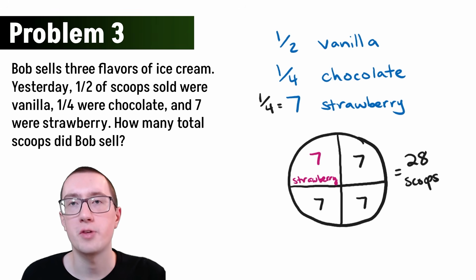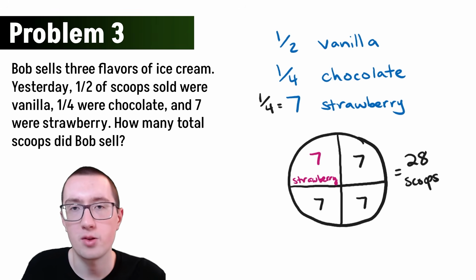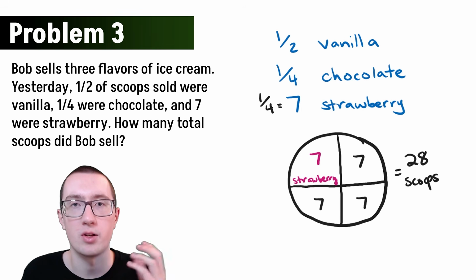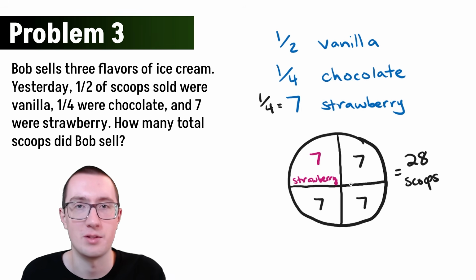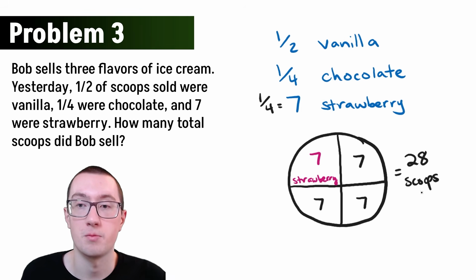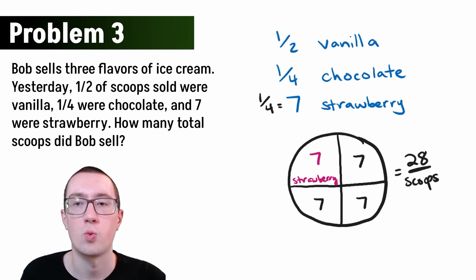So sometimes you don't even actually have to write out a math equation. You just have to think about it logically, think about it visually, maybe even draw something like this if it makes sense to you. And there we go. We've come up with our final answer, 28 scoops.